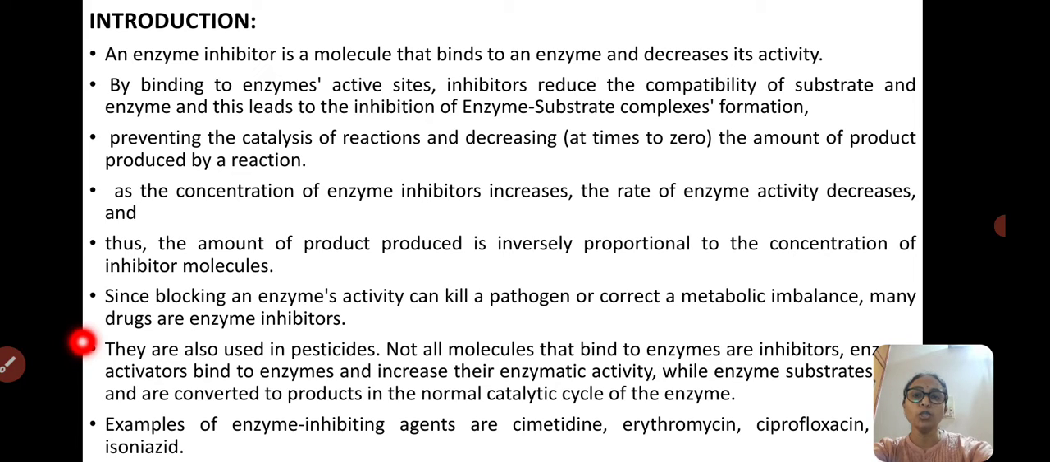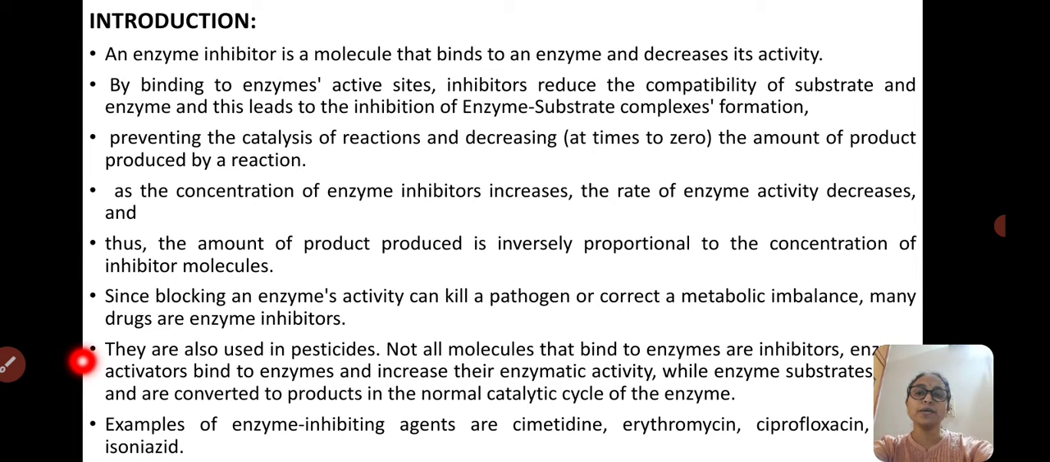Not all molecules that bind to the enzymes are inhibitors. Enzyme activators also bind to the active site of the enzyme, and they will help in the catalytic improvement of the reaction, enhances the catalytic activity.